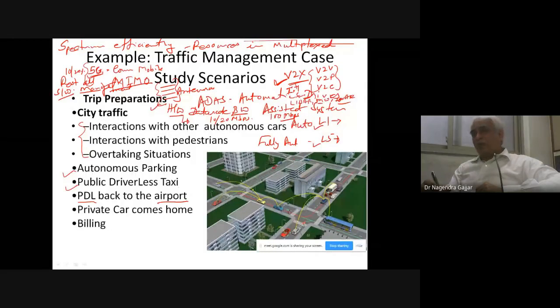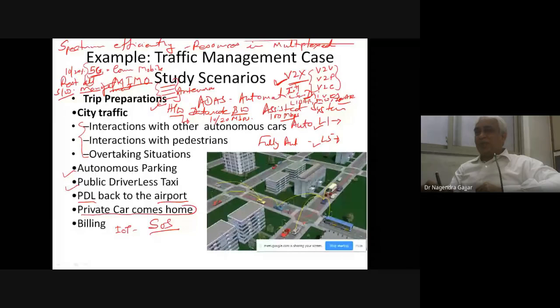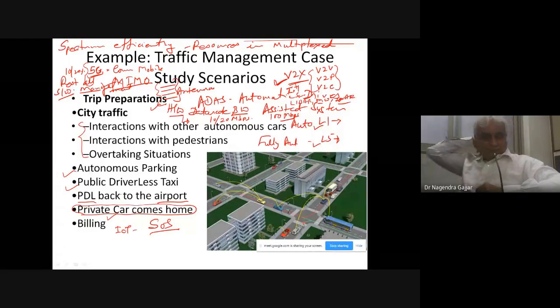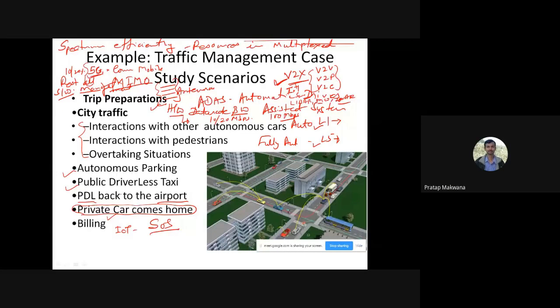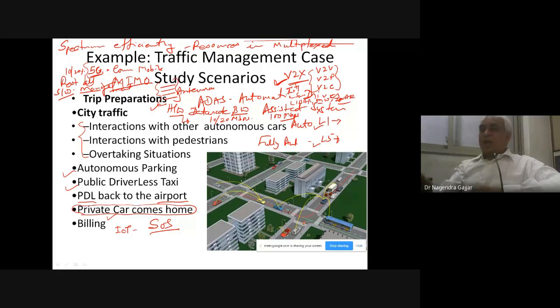So who will be doing all this management? So you will be having an IoT platform, and you need to design a system of systems. And that's one of the important things. The private car comes home, right? Can anybody give an example for this? Why does the private car have to come home? Yes, after the airport drop. If I'm going to the airport, I'll do my self-drive, and then the car may come back home so that the other people of my home can make use of it.